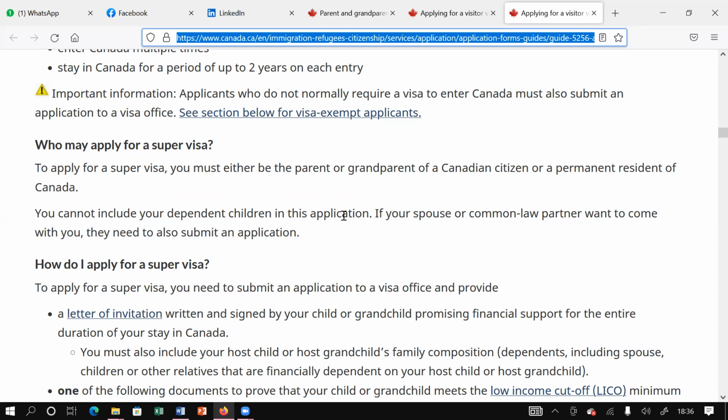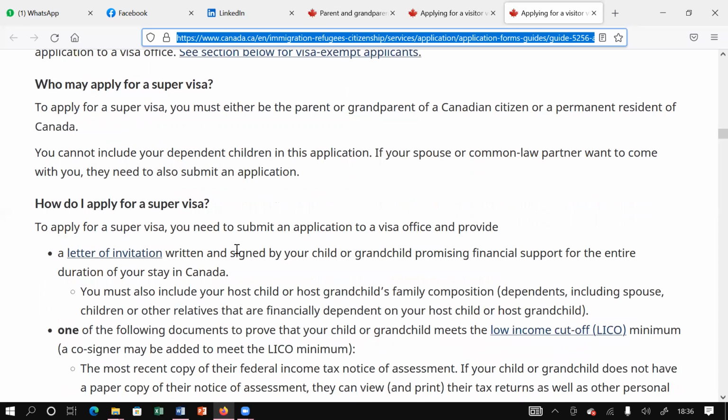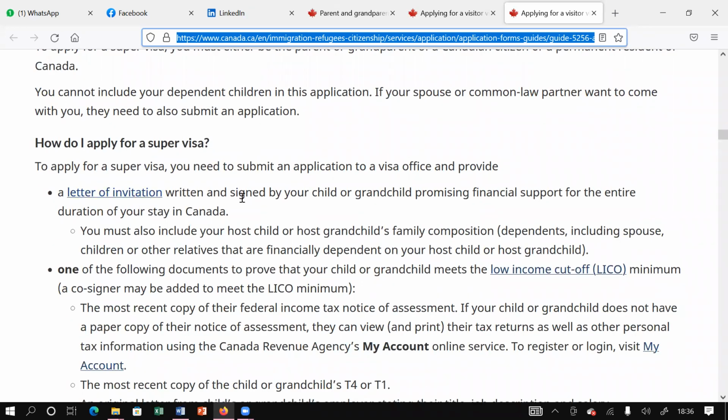So your father or mother, parent or grandparent, can apply themselves for the super visa. Now, to apply for a super visa, you need to submit an application to a visa office and provide a letter of invitation written and signed by your child or grandchild who is currently residing in Canada. You must also include your host child or host grandchild's family composition, that is, dependents including spouse, how many of them. So the first thing is the letter of invitation and the family composition.